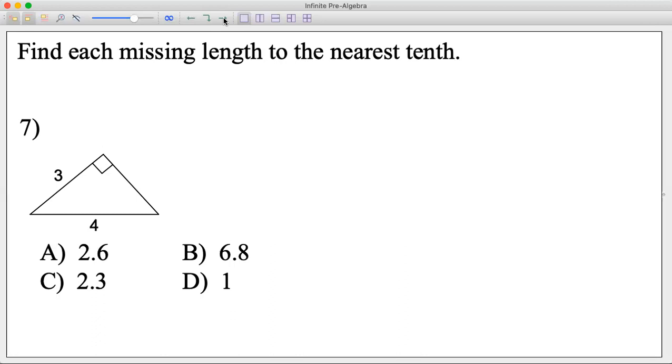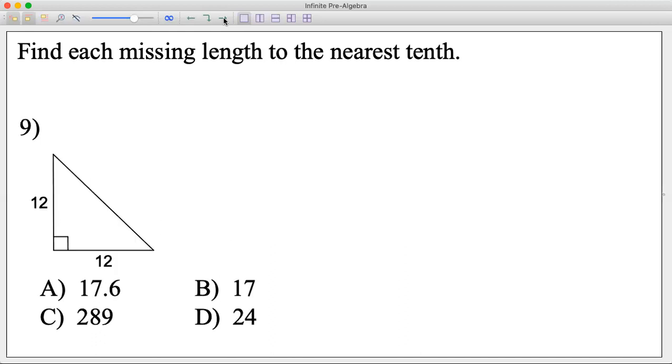Pythagorean theorem comes in 2 flavors. One is when you're solving for a leg, A or B, and the other is when you're solving for C, the hypotenuse. You're either solving for a leg or you're solving for a hypotenuse. So let's see, in this one we're solving for the hypotenuse. They're both the same thing.